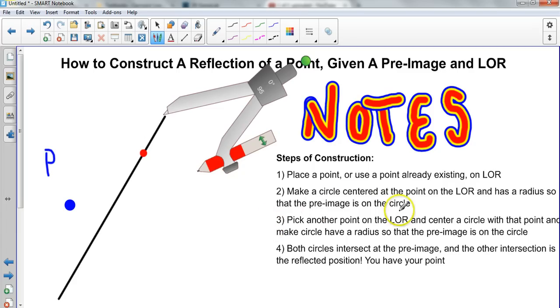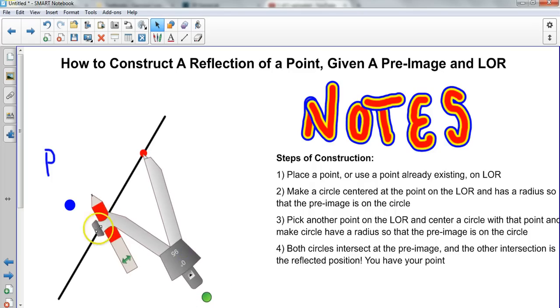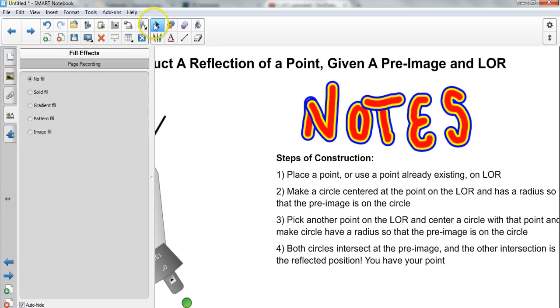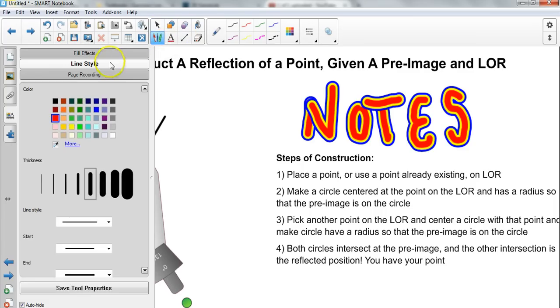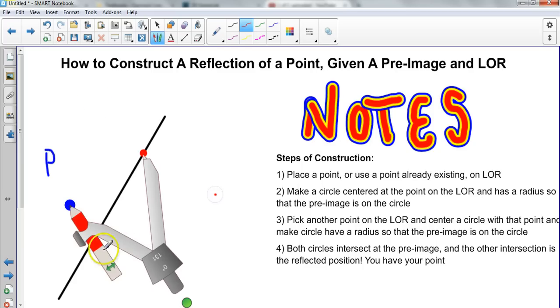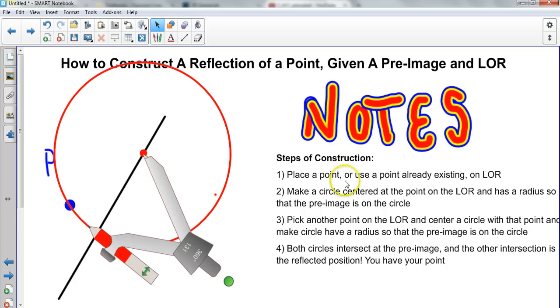Done. Step 2: make a circle centered at the point on the line of reflection and has a radius so that the preimage is on the circle. Okay, so I'm going to make a circle so that I move the center on that point on my line of reflection, and I'm going to change my radius so that that preimage is going to be on the circle there, right? Okay, so now I need to make sure that this isn't going to be thick, and now I believe I can make my circle. There we go. Not a thick line there. So there's my circle that I made, centered at the point on the line of reflection, goes through the preimage point.